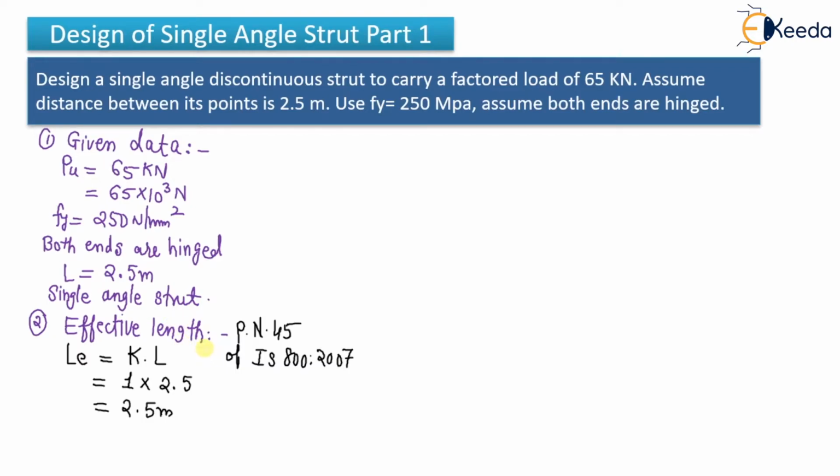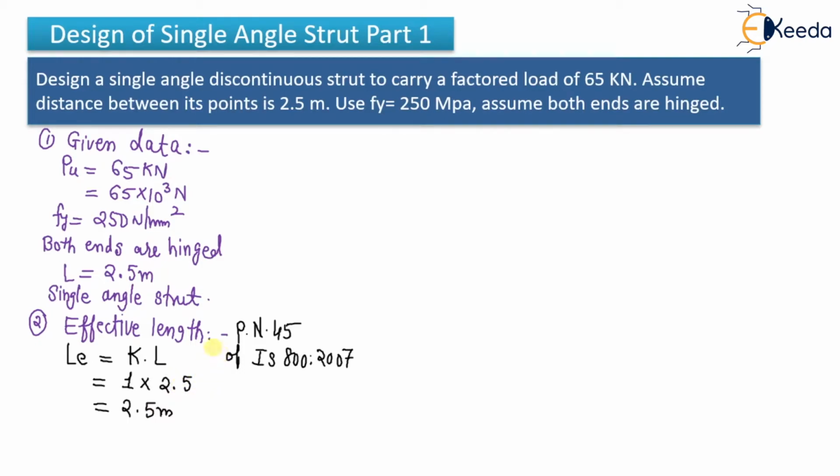Just open the IS code. And one more thing, why am I not showing you the IS code? Because you will open this IS code by yourself, so it will be practiced. You will be habitual of using the IS code because you have to use it so many times. So just go to page number 45. There is a table given there, and from that table find out, if both ends are hinged, what will be the value of K. They have given the value of K as 1L. So just put 1L. 1L means 1 times 2.5, that is 2.5 meter.